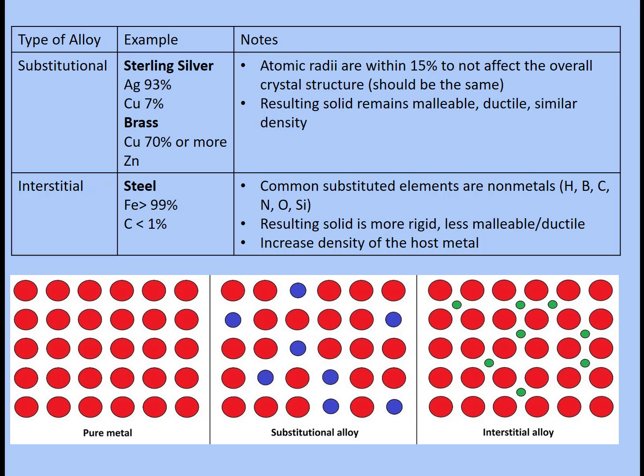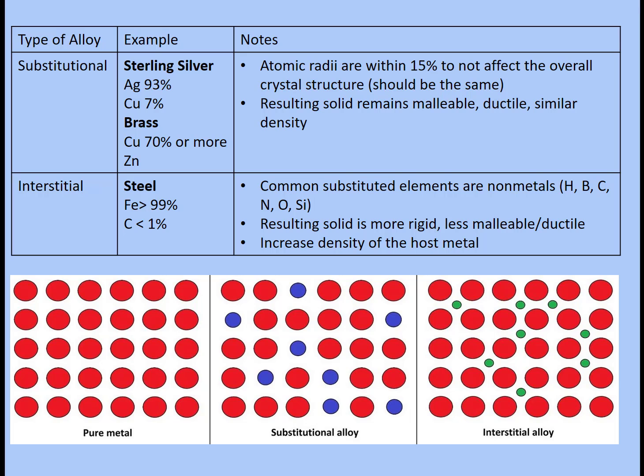So substitutional alloy, sterling silver. It is made up of silver and a little bit of copper, and it is substitutional. When you look on the periodic table, you see that copper and silver are right on top of each other. The silver will be a little bit larger, but it is roughly the same size. And then brass was the example from the slide before, copper and the zinc. You see that they are right next to each other on the periodic table.